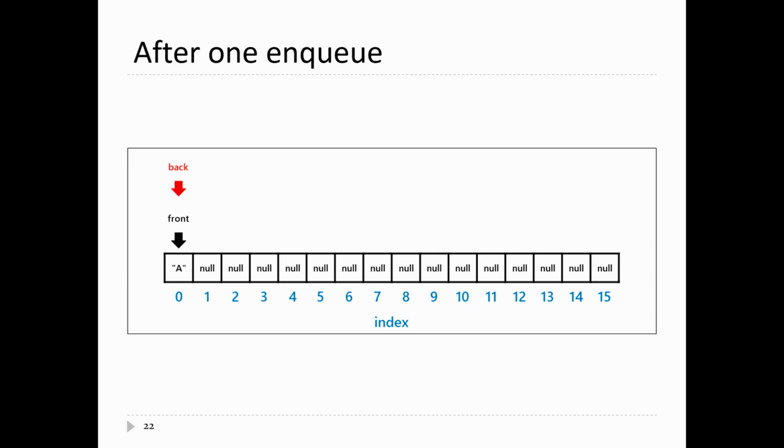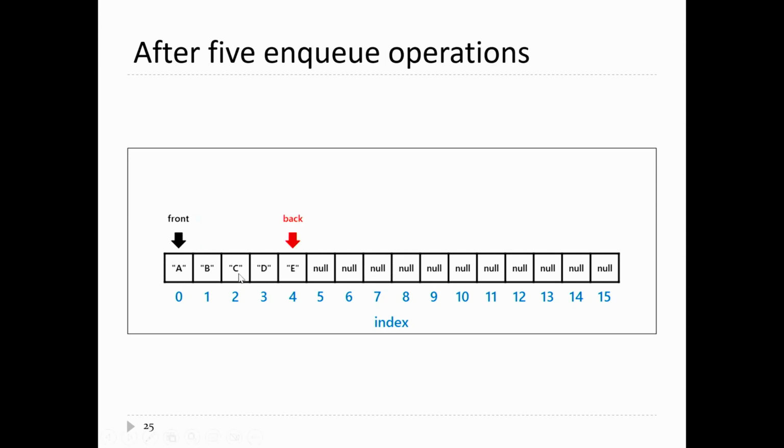So if we enqueue again, we're going to shift back 1 position to the right, and then we'll add the element into the new array location. Notice back is now in front of front. So back is moved to the right of front. If we enqueue again, back's going to move 1 position to the right, and then we're going to add the element at that new location. And so on. So there's the picture after 5 enqueue operations.